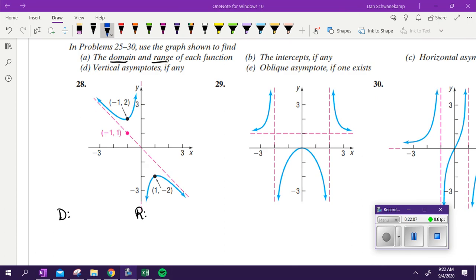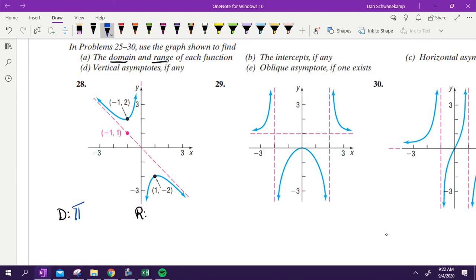All right, let's look. Anybody confident in their domain here? Confident in their domain? Don't all raise your hands at once. Sophia, what do you think? I said all real numbers, but x can't be 0. Yep. X can't be 0. Everything else. You've got these parabolas. This graph's going that way forever. This graph's going that way forever. The only place we're not going to have a graph is right here in the middle.